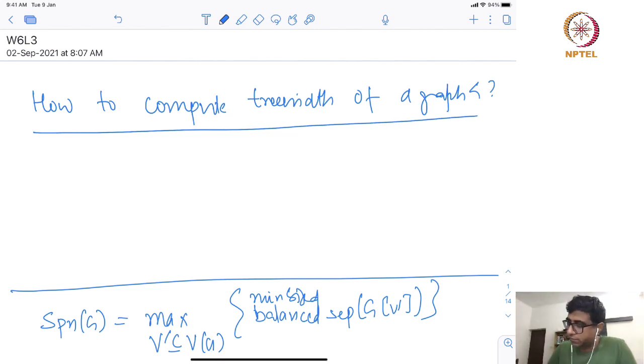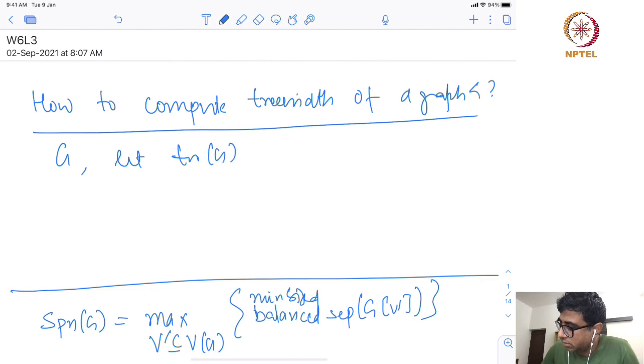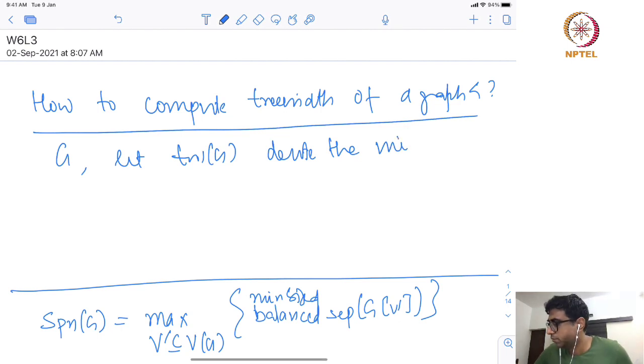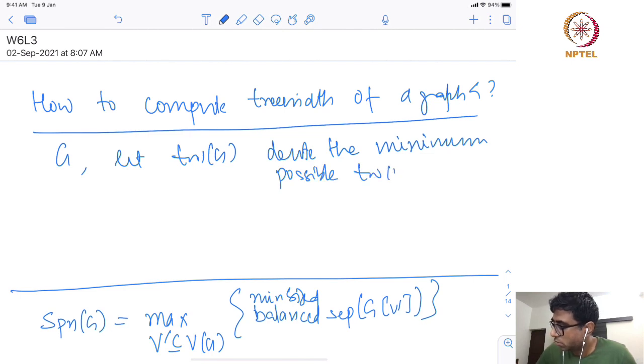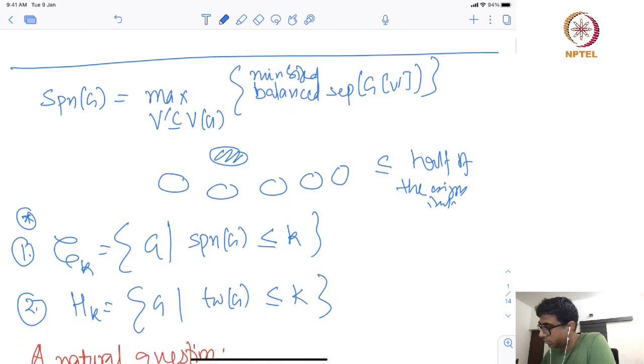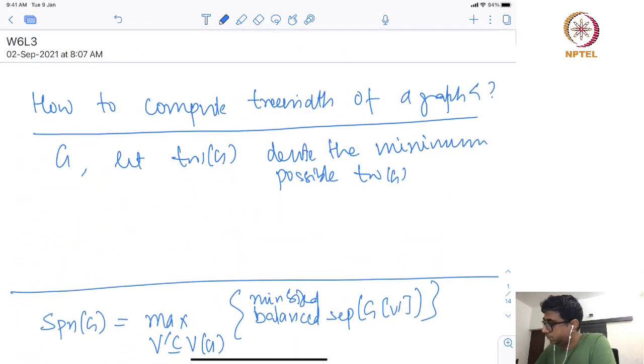So given a graph G, let tw(G) denote the minimum tree width of G, or the minimum possible. There are several questions that could arise here.